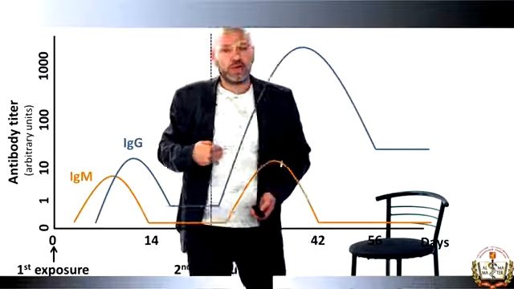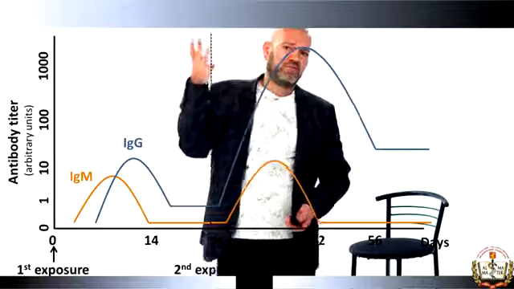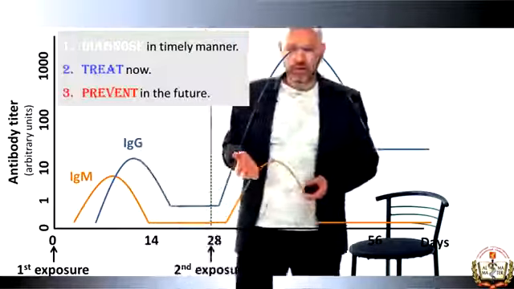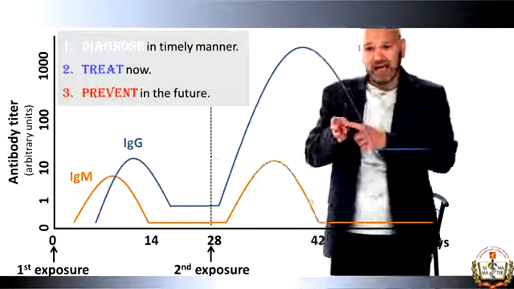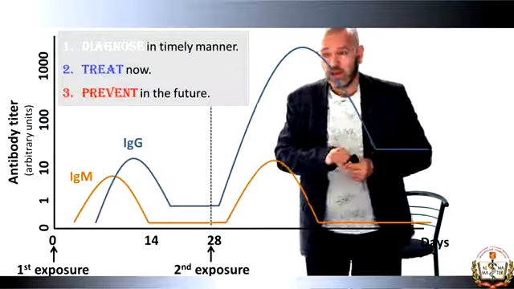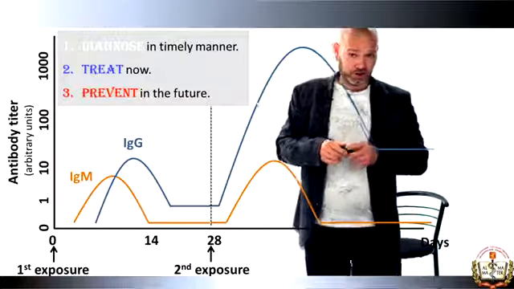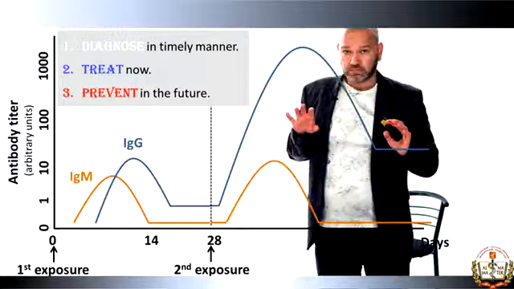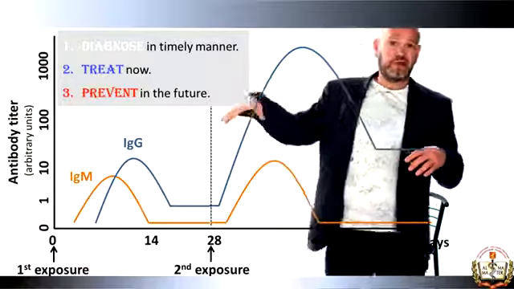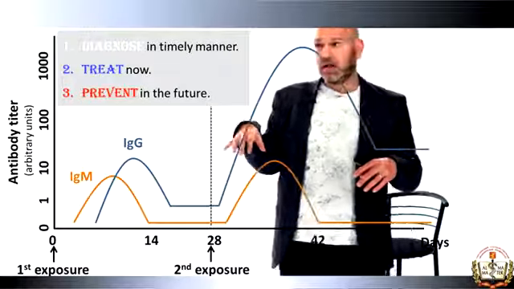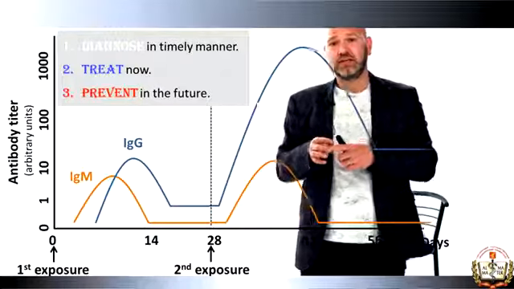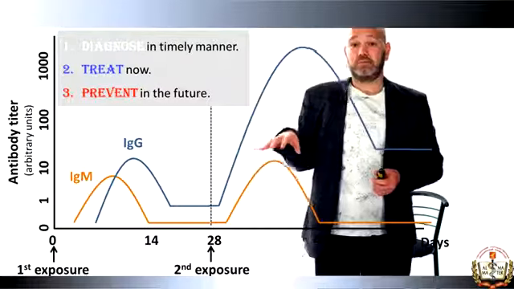Again, I always say that you should have three main tasks during your medical practice: diagnose in a timely manner, treat now, and prevent in the future. And of course, we are talking mainly about infectious diseases. As we know, the classic way of diagnosing infectious diseases is identification of the causative agent. It is a good method to find the microorganism and identify the species, but it cannot always be so.